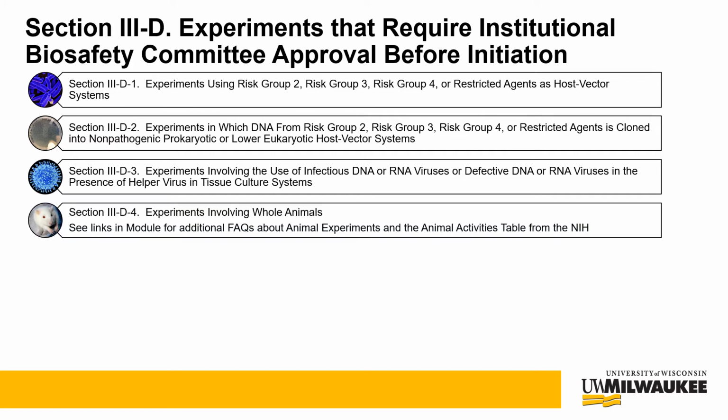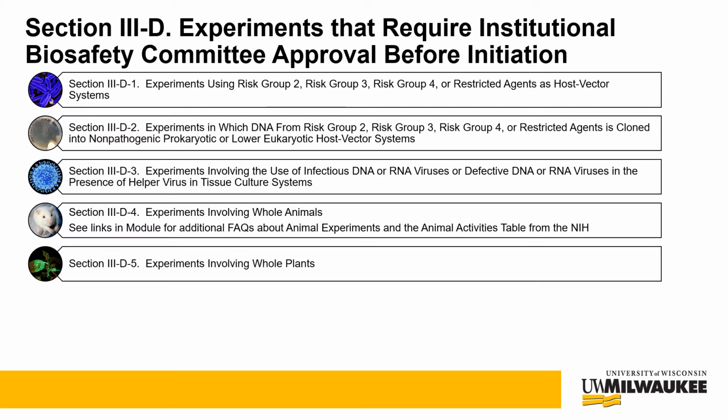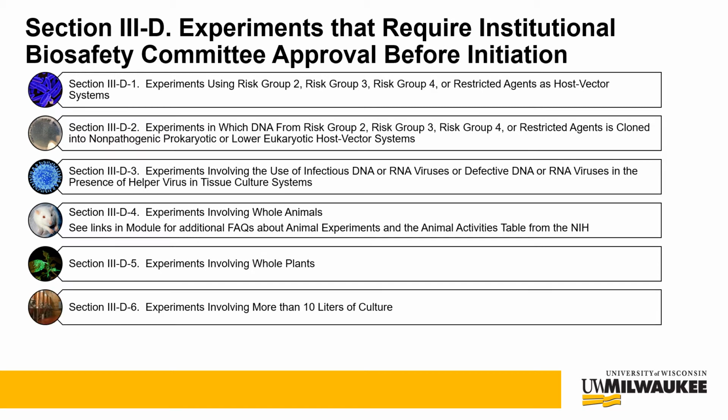Section 3D4 involves experiments that utilize whole animals for the experiments. See the links in our module for additional FAQs about animal experiments as well as the animal activities table from the NIH to better define where your animal experiments may fall. Section 3D5 involves experiments involving whole plants that require higher containment than BL1.